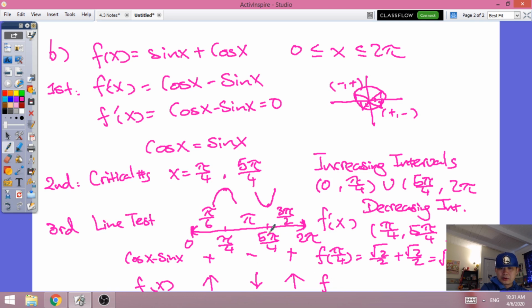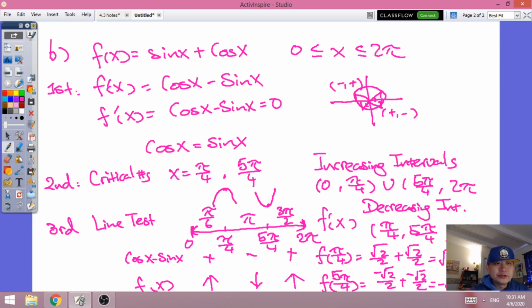And then plug in another critical number back into the original function, 5 pi over 4. So sine of 5 pi over 4 would be negative root 2 over 2. And then cosine of 5 pi over 4, another negative root 2 over 2, so that would be negative root 2. So that guarantees at 5 pi over 4 and negative root 2, that would be the minimum. Okay?